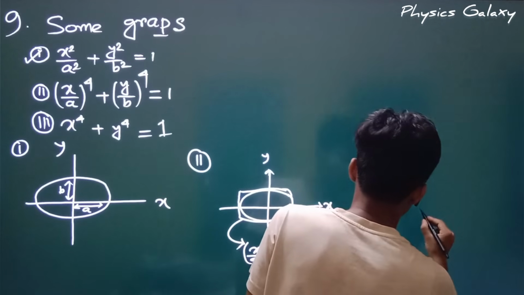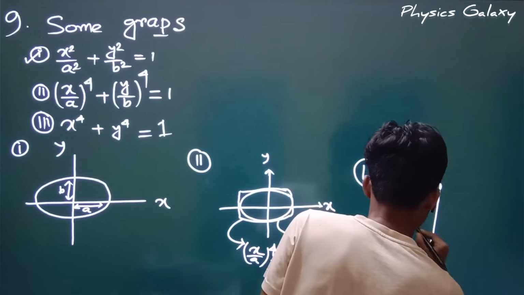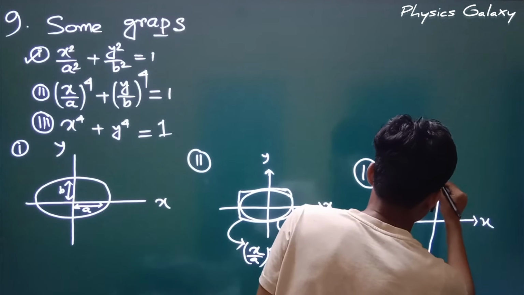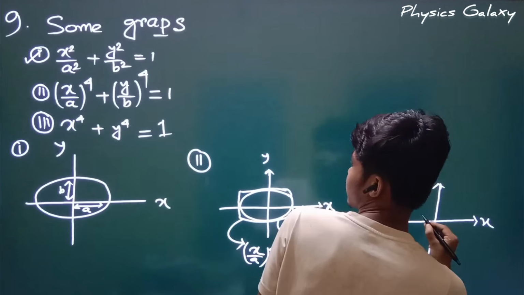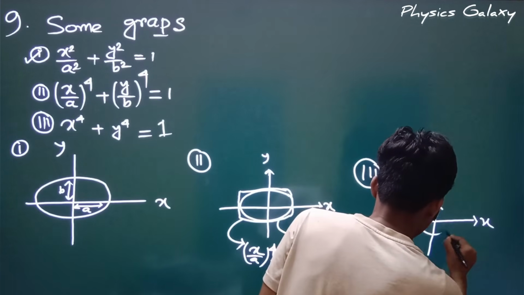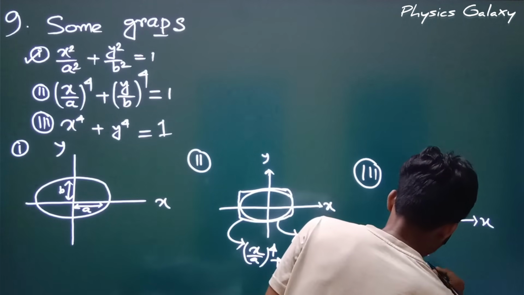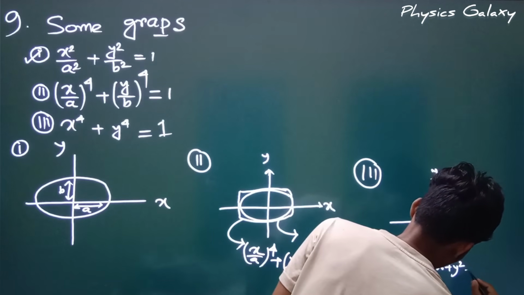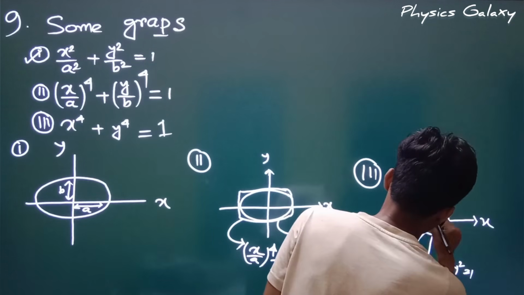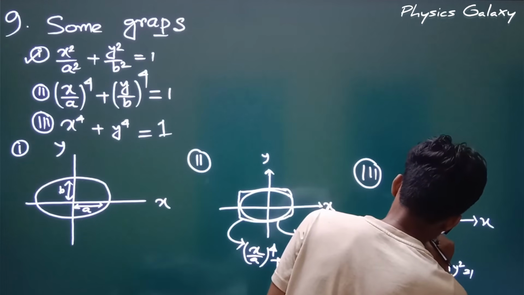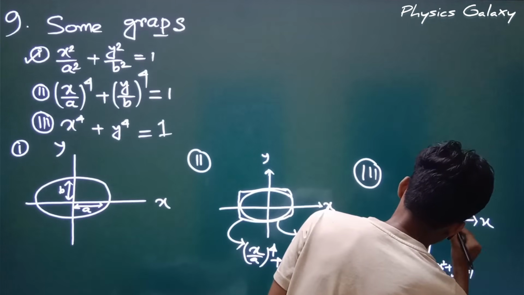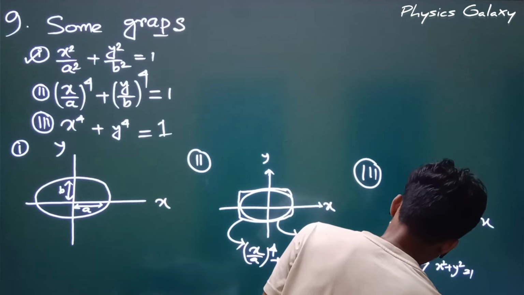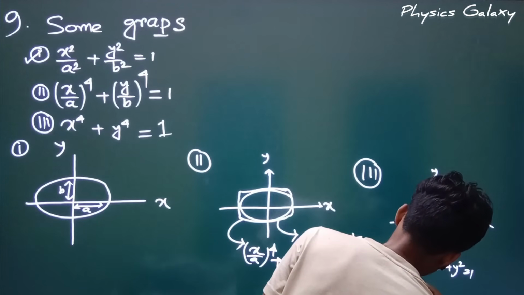That is, we all know this is y, and from this we know this is the equation of a circle, x square plus y square equals a square. You get a graph like this.